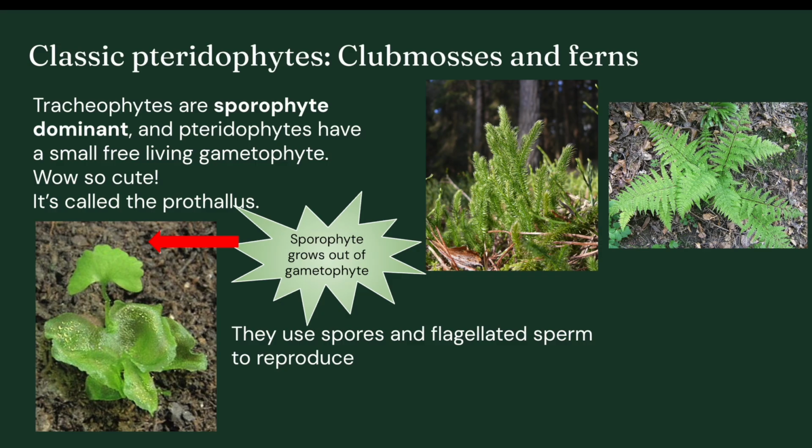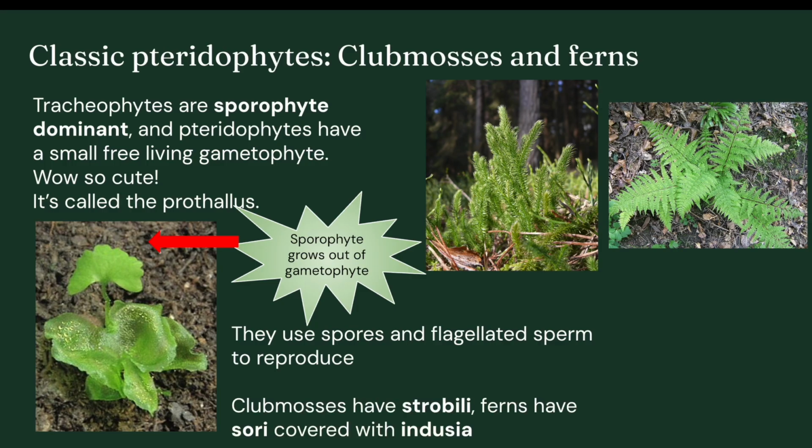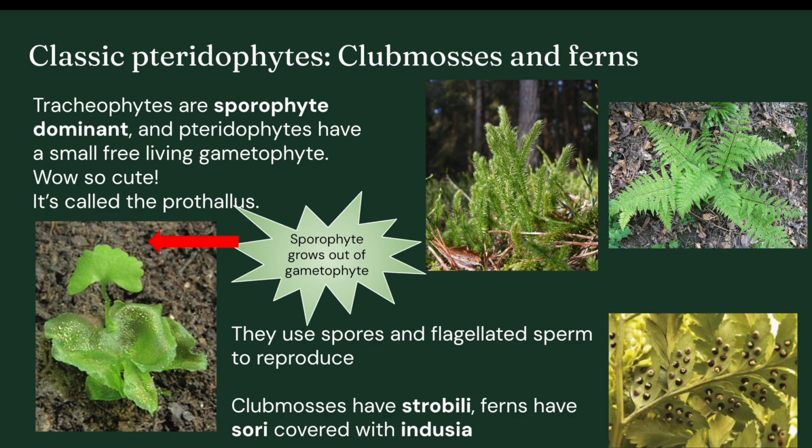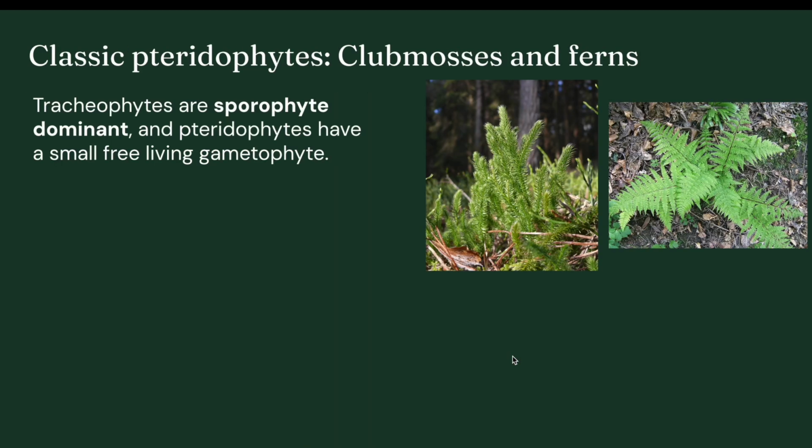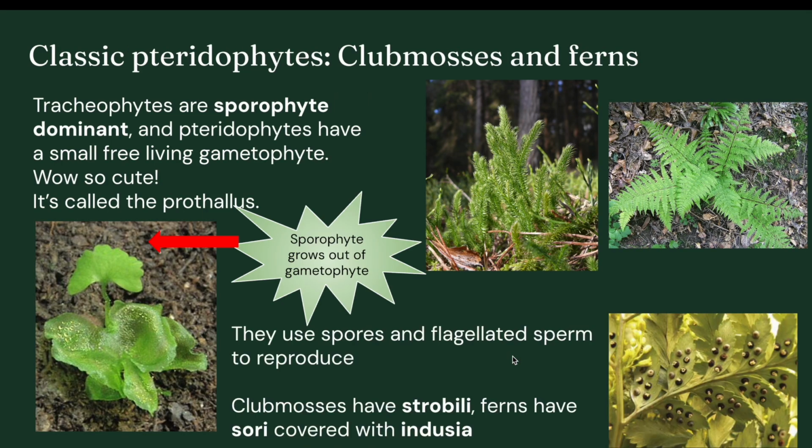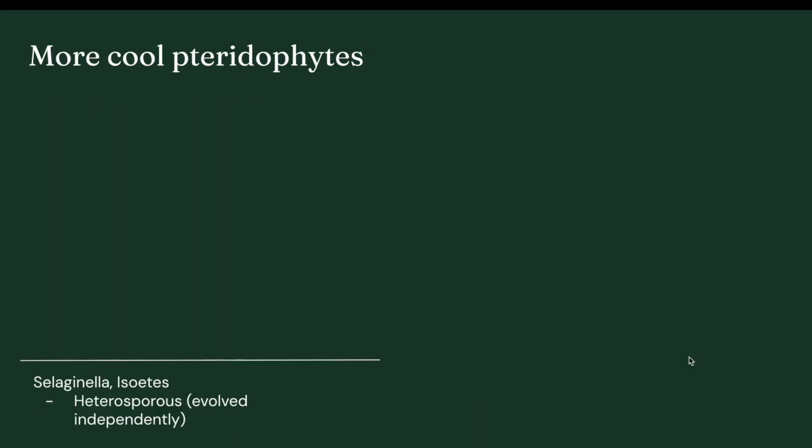As the seedless vascular plants, they use spores and flagellated sperm to reproduce, like I said, and their spores are borne on sporangia, on those strobili of the clubmosses back here, and the ferns have their sporophylls with clusters of sporangia called sori, and these sori are covered with a little membrane called the indusium. A little bit of vocab there.